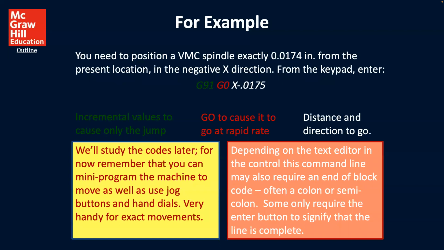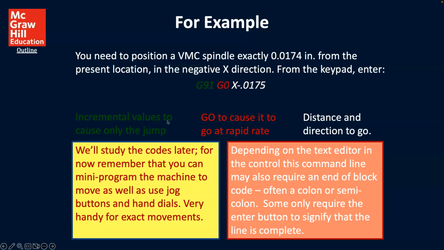So here's an example. You need to position the VMC spindle exactly 0.0174 inch from the present location in the negative X direction. From the keypad, enter G91, G0, X minus 0.0175. And so now we're getting into the kind of syntax you'll be using for the programming. And so it's useful for you to be mindful of the things that we're laying out here.